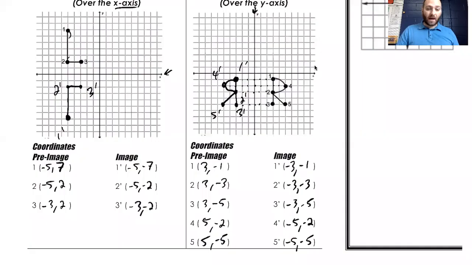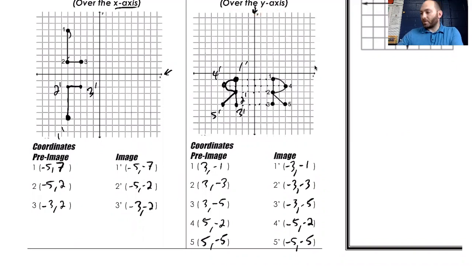Okay, now that we're back. You see here are the points that I put there. I just wanted to get those down for you so you don't have to listen to me write it all out. So take a look at these, and I want you to see, can you figure out a pattern for reflecting over the x-axis and a pattern for reflecting over the y-axis?